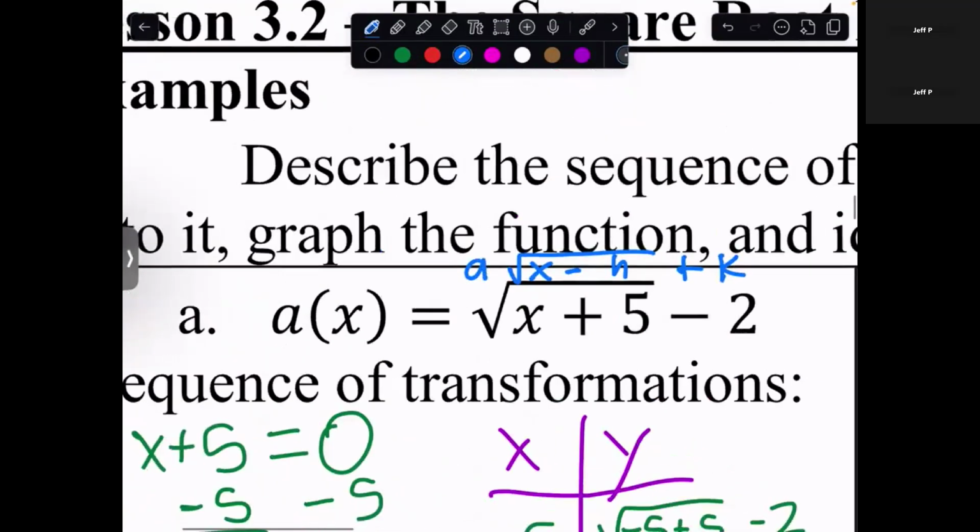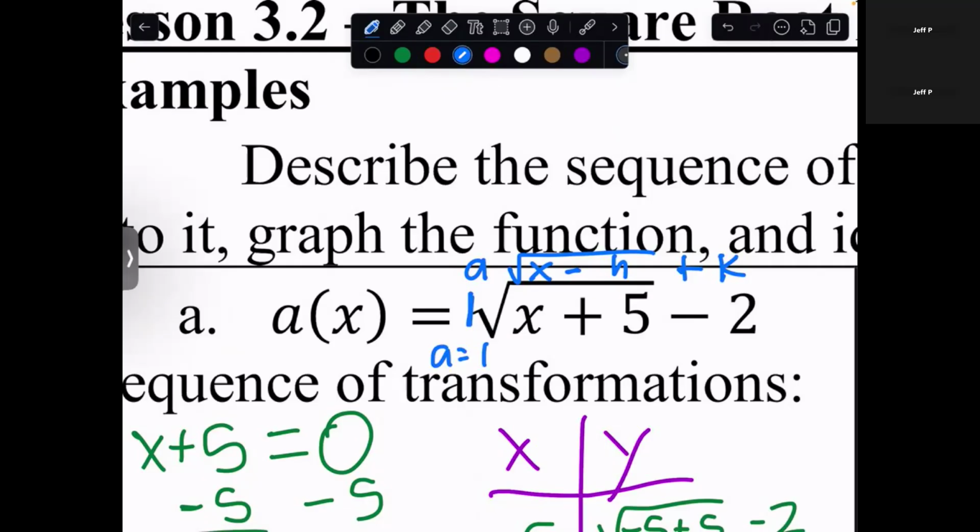So for this function, A in front is invisible 1. Okay, so it's positive, there was no reflection, and it's not bigger than 1, there's no vertical stretch, and it's not between 0 and 1, so there's no vertical compression. So when A is 1, none of those things happen. No reflection, no vertical stretch, no vertical compression.